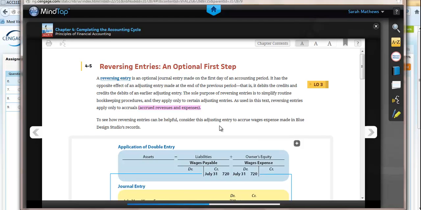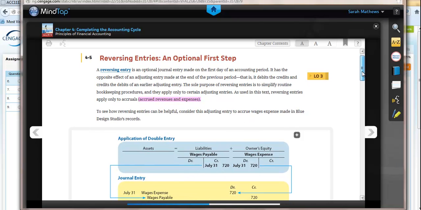The purpose is to make the accounting bookkeeping portion a little bit easier for the accountants. Now, adjusting entries and closing entries we've previously completed were always done on the last day of the accounting period. Reversing entries are done on the first day of an accounting period. So what we're looking at here, a reversing entry is going to be done on an adjusting entry. You're going to take an adjusting entry and you're going to reverse it.